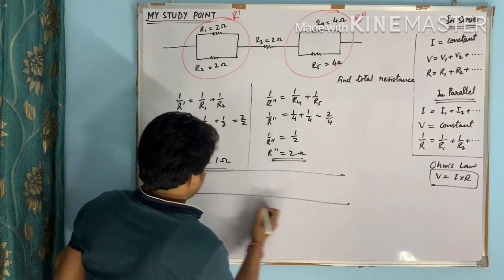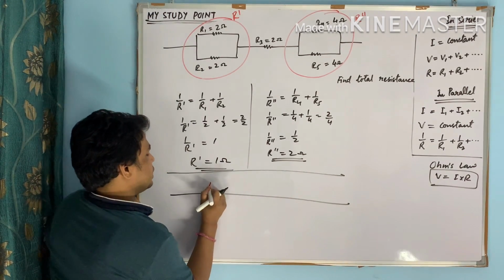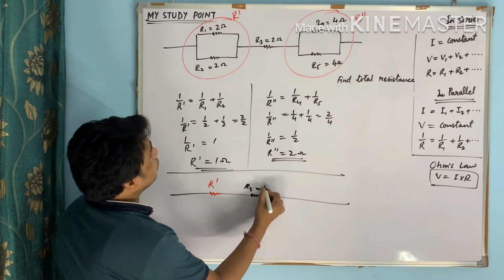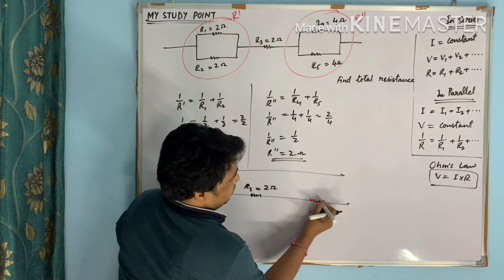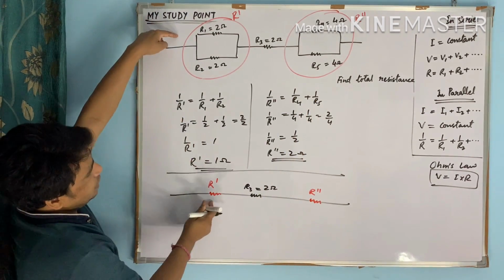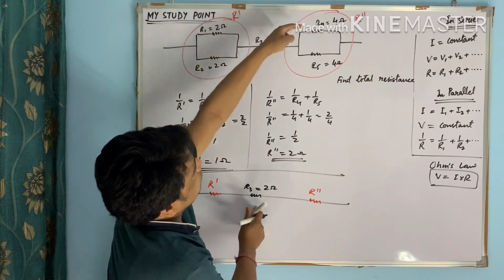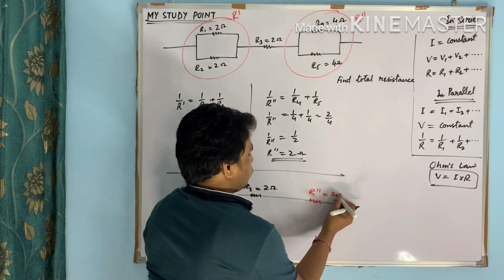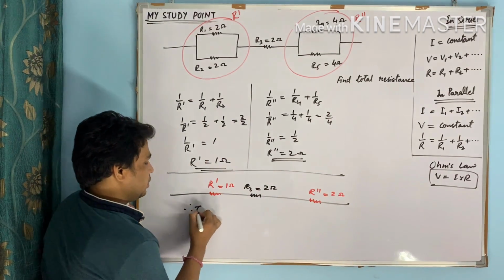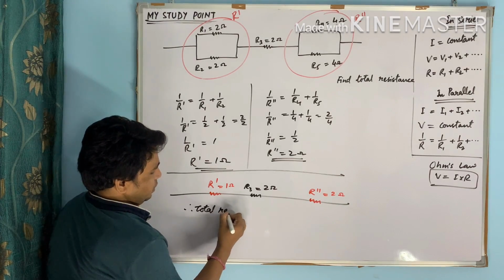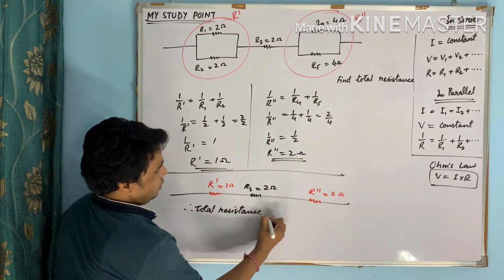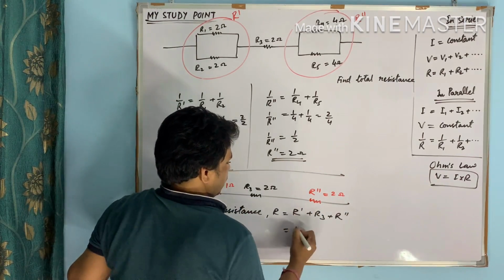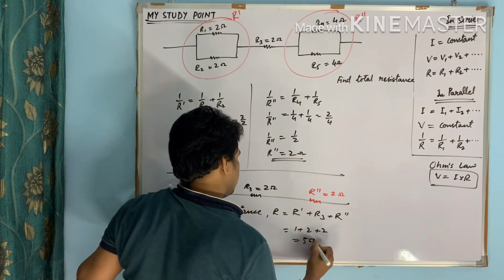Now we can redraw this diagram in this pattern also. This is R dash, this one is R3 2 ohm, and this one is R double dash. So R dash is how much? 1 ohm, and R double dash is how much? 2 ohm. So the total resistance will be what? All of these three are in series. Add them all. R is equal to R dash plus R3 plus R double dash. 1 plus 2 plus 2, that is 5 ohm is the total resistance.